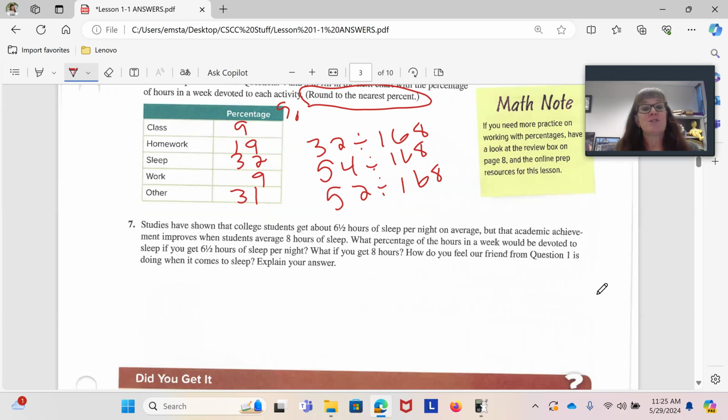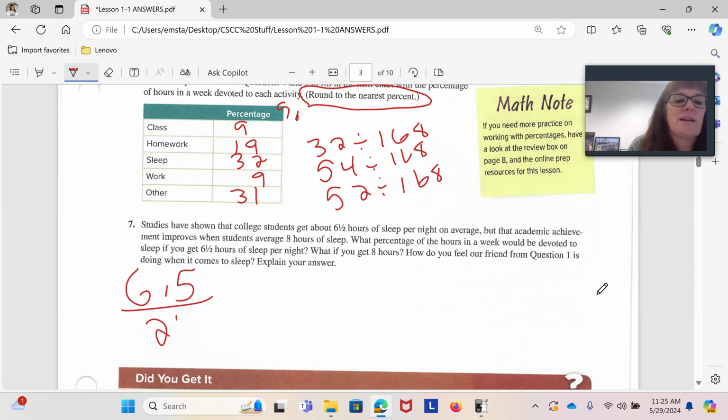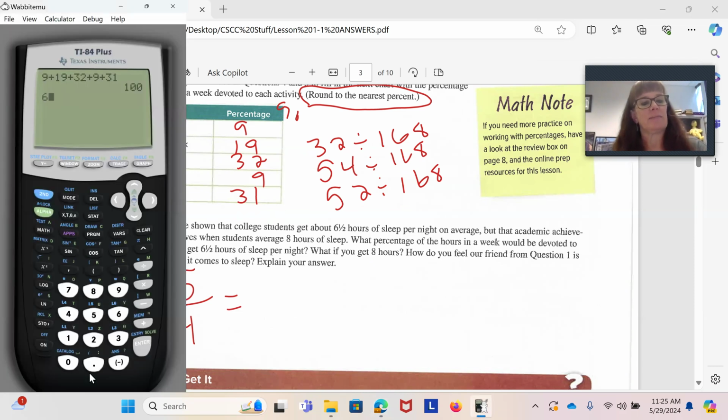Number 7, studies have shown that college students get about 6.5 hours sleep per night on average. But the academic achievement improves when students average 8 hours of sleep. What percentage of hours in the week would be devoted to sleep if you got 6.5 hours? So if I am getting 6.5 hours of sleep per night, and we know there's 24 hours in a day, I can do that on my calculator. I can take 6.5 divided by 24 hours in a day, and I get about 27%.